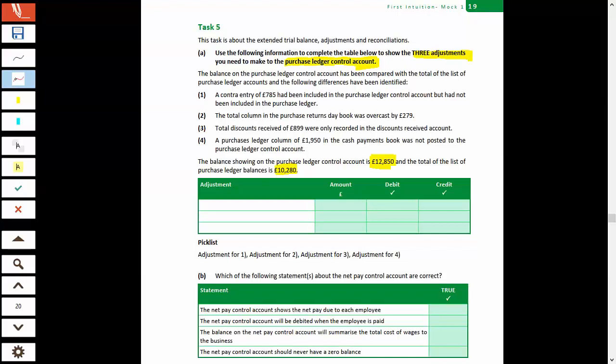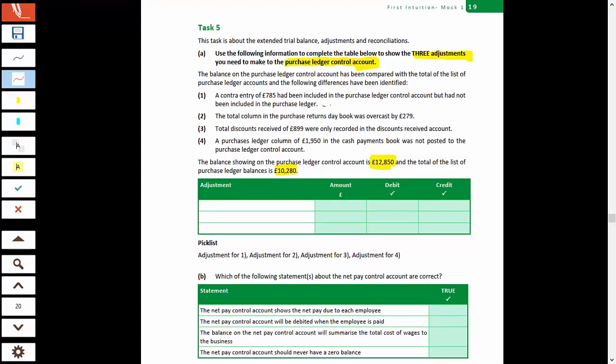So it stands to reason. We've got 4 transactions. There's 3 adjustments. So we need to root out the one that simply we don't need to do anything with, don't we? That's the first instance. So again, the basic way we can do this is run through them. Let's apply a bit of logic. Can we identify what would not be required to be adjusted in the ledger control account? So we look at number 1 again. So we have the contra entry of £785. So that had been included in the purchase ledger control account. It had not been included in the purchase ledger. So the question is, do we need to make an adjustment for this? And the short and sweet answer is no.